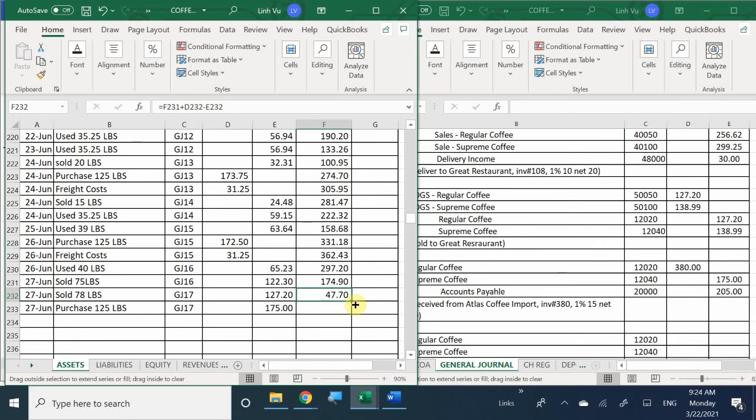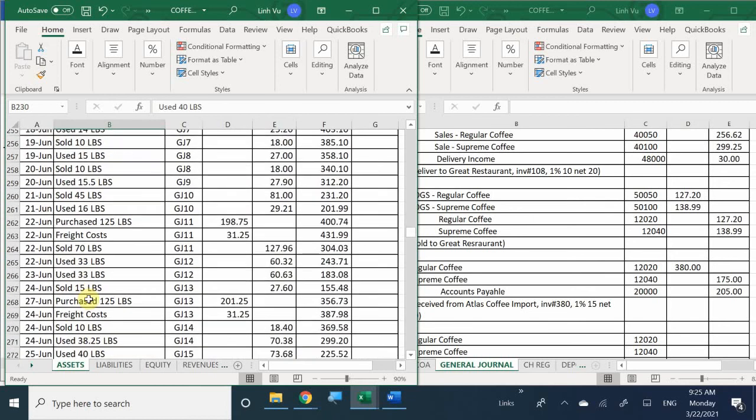What's my new total here? Negative 127.30. Oh, whoops, I'm on the wrong side. 175. Okay, there you go. 2270. Good. And then my Supreme Coffee.